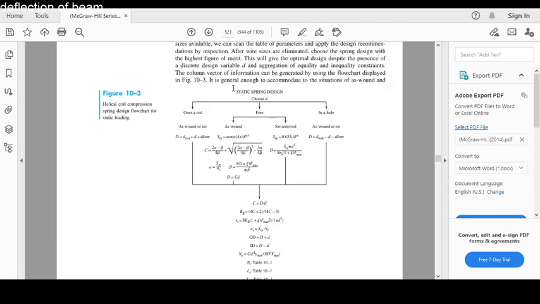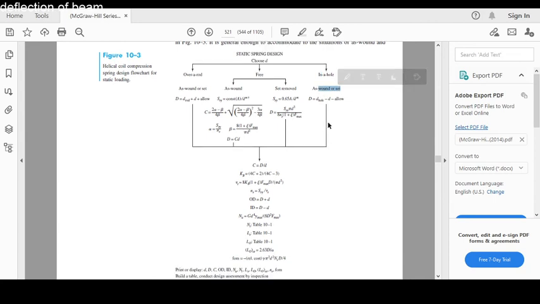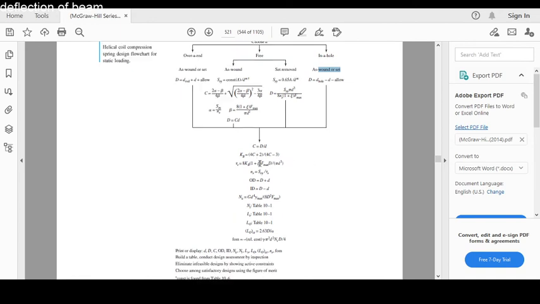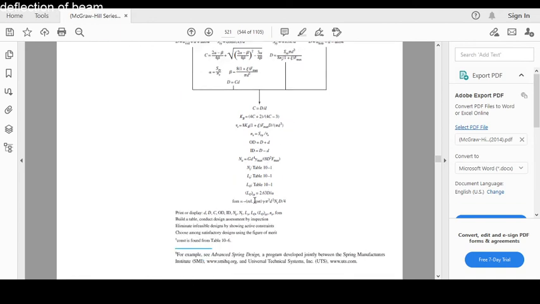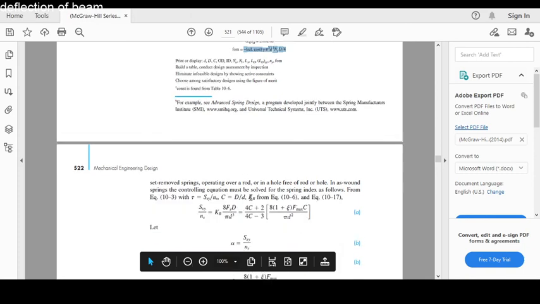You can see this is static spring design. Choose D, which is the wire diameter. Then over the rod, free, and in a hole. You can see this equation, as wound or set, the rod and everything, as wound or set removed. Once you get all these equations, you can get the outside diameter, K_B, and everything, and then you can get the form. This is how you design the spring.